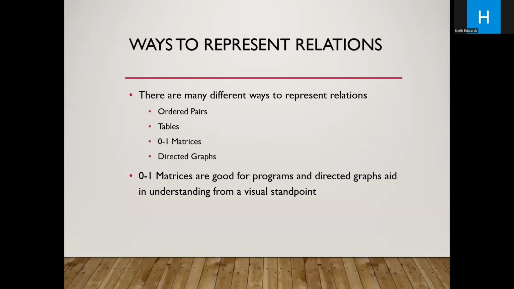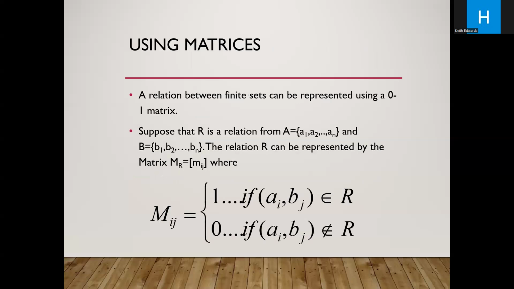0, 1 matrices are really good for programs, and directed graphs are terrific for looking at things from a visual standpoint. And we're actually working with the binary relations here as opposed to the n-ary relations that we talked about in the last presentation. So it was a brief detour into the world of databases, and now we're back to the binary relations. So a relation between finite sets can be represented using a 0, 1 matrix.